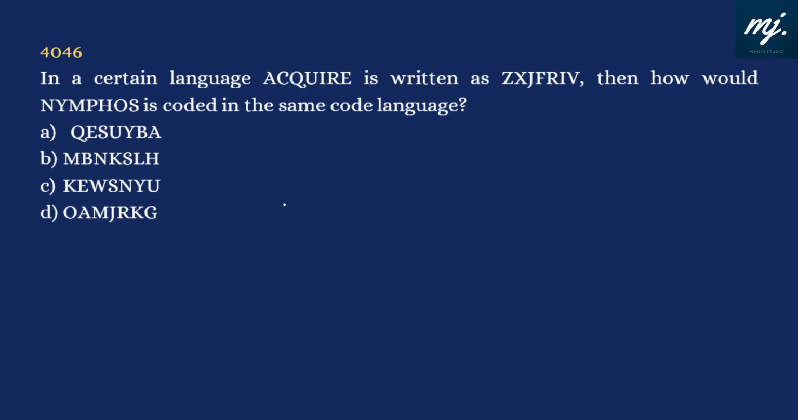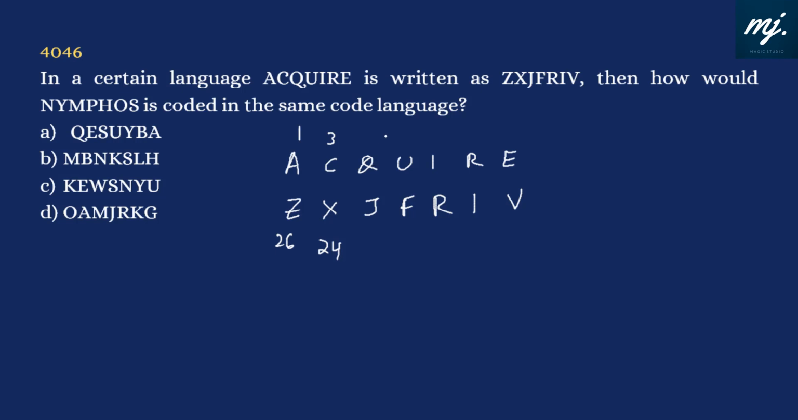Question from Coding Decoding. In a certain language, ACQUIRE is coded as Z, X, J, F, R, I, V. A is 1, Z is 26th, back. C is 3, X is 24. Q is 17 and J is 10. Here we can see that this total is all 27.